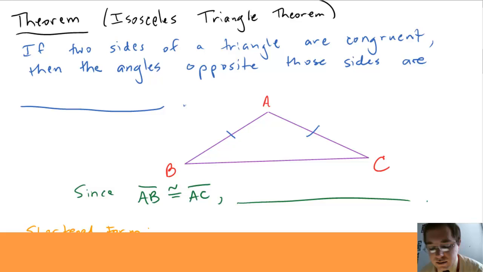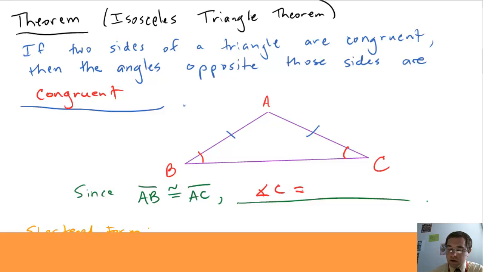So in this purple triangle I've drawn here, it's isosceles. I've marked AB and AC as being congruent to each other. I have those two hash marks. The angle opposite AB is angle C. The angle opposite AC is angle B. So according to this theorem, since AB is congruent to AC, angle C is congruent to angle B, because angle C is opposite AB, angle B is opposite AC. Now I could state those in the other order because it's symmetric. I could say angle B is congruent to angle C, so that order doesn't matter. The point is, the angles opposite those sides are congruent if those sides were congruent.